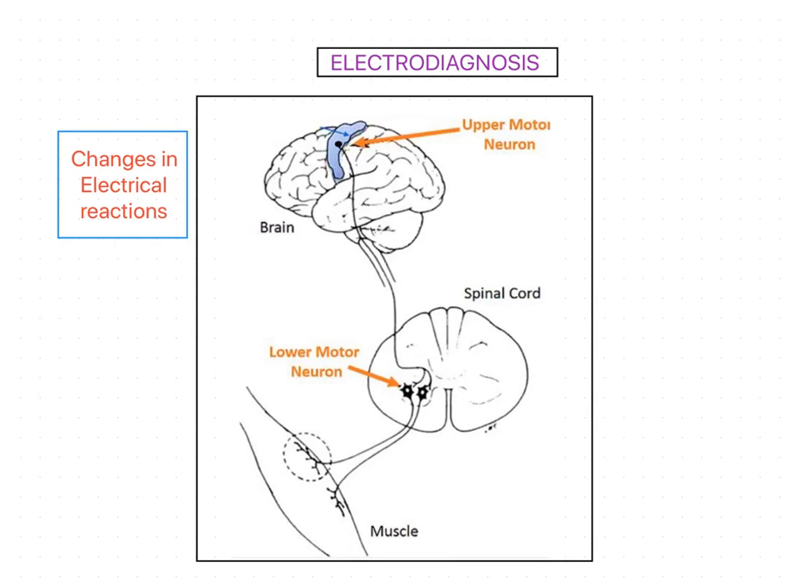Electrodiagnosis is the study of electrical activity in motor units and sensory nerves when stimulated by electrical impulses. It studies the normal and abnormal behavior of the motor units and sensory pathways when stimulated, and the interpretation of its results helps in the diagnosis and prognosis of the disorders of the neuromuscular complex of the locomotor system. Now we'll see what changes occur in the electrical reactions.